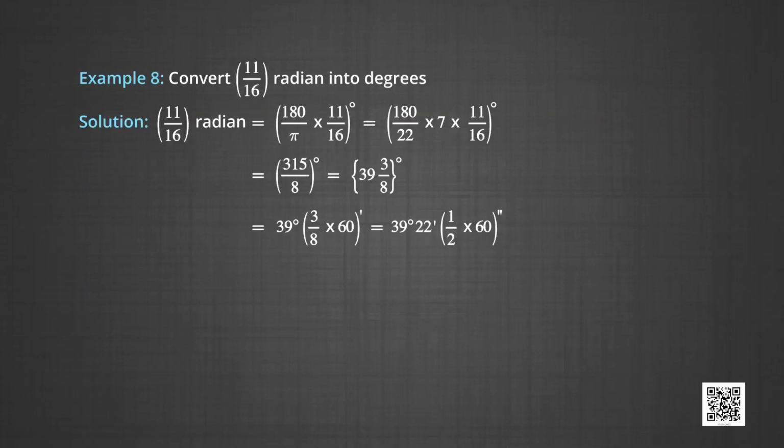So, 11 by 16 radian is equal to 39 degree 3 by 8 into 60, which is equal to 39 degree 22 minute, and the remaining fractional part 1 by 2 again multiplied by 60 to convert this into seconds. So, 11 by 16 radian is equal to 39 degree 22 minute and 30 seconds.